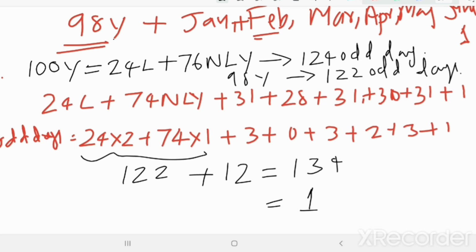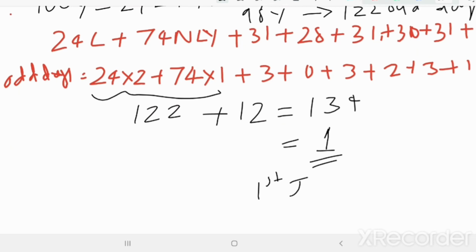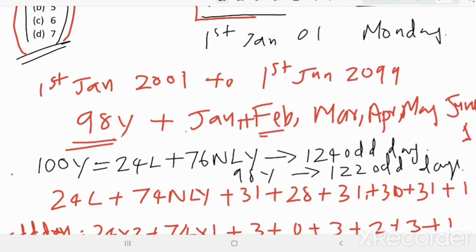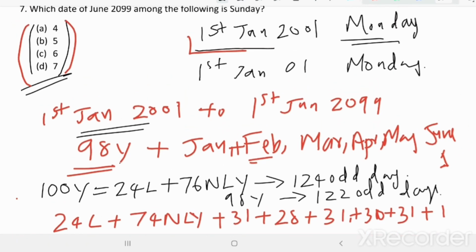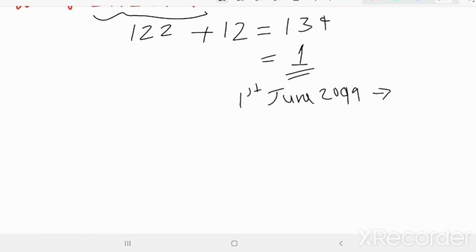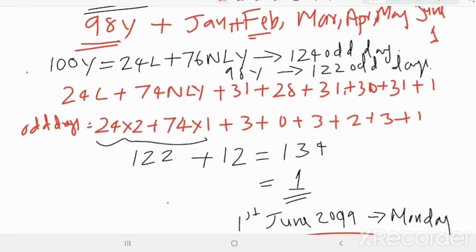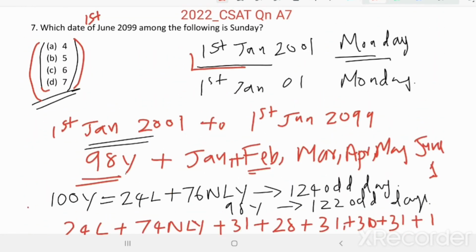Number of odd days equal to 1 means 1st June 2099 is the same as the starting day. We started from 1st January 2001, which was Monday, and this is also Monday. Then if 1st June 2099 is Monday, that means 7th June 2099 is Sunday. After 7 days it is Sunday. Option D is the right answer.